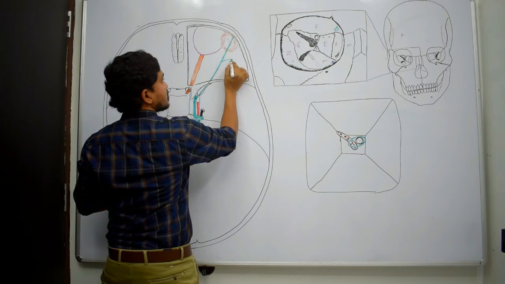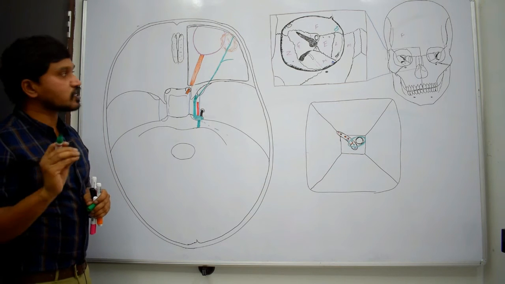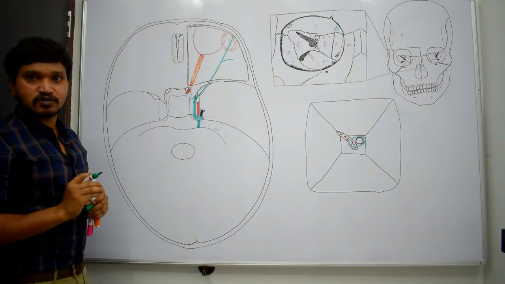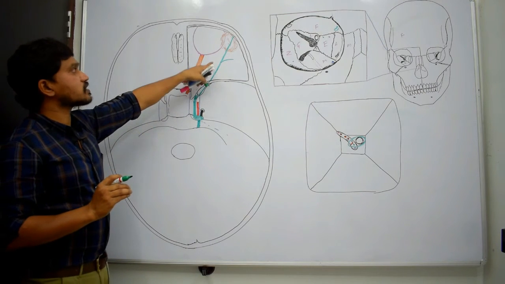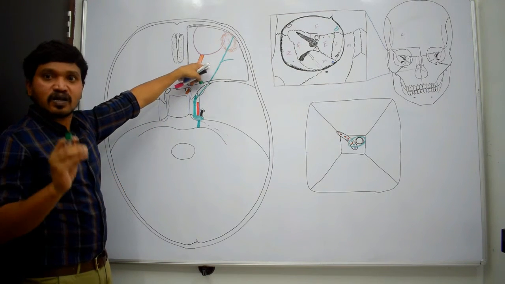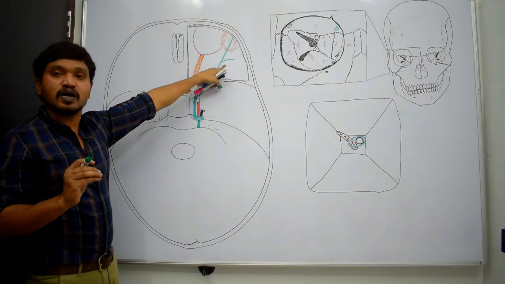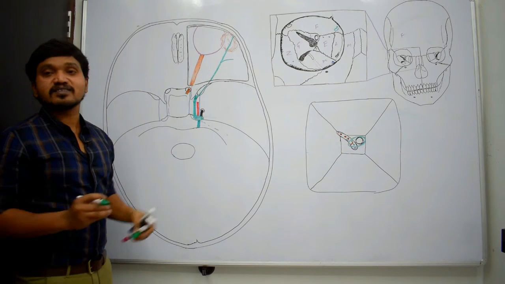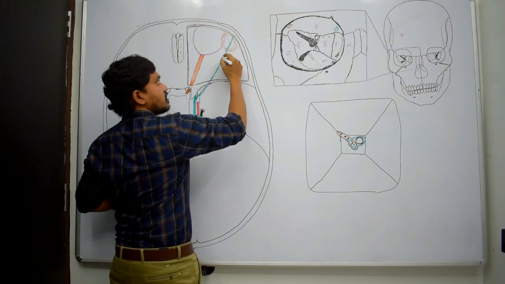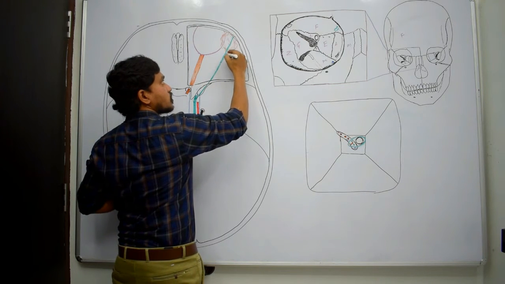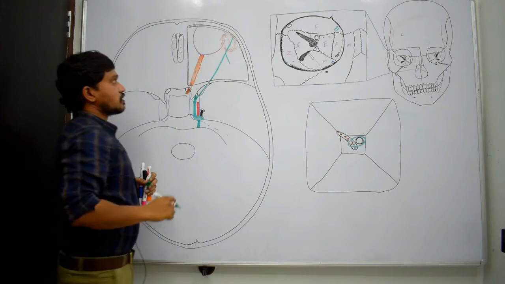That communicating branch is to the zygomaticotemporal nerve. The zygomaticotemporal nerve is branched from the maxillary division of the trigeminal nerve. Actually, the own fibers of the lacrimal nerve are sensory fibers. But the communicating branch from the zygomaticotemporal nerve carries the secretomotor fibers to the lacrimal gland. Right? So this is the communicating branch.